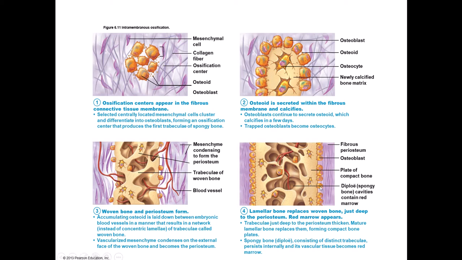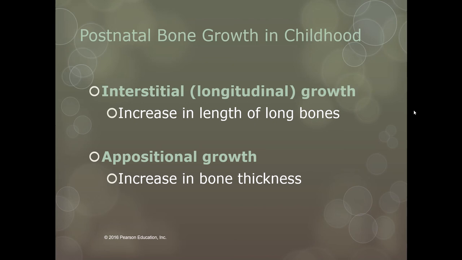And in the skull bones, you'll usually have several ossification centers forming in each of our skull bones, and then they will eventually all fuse together. So that is what happens internally in utero in order for us to actually get a bony skeleton.